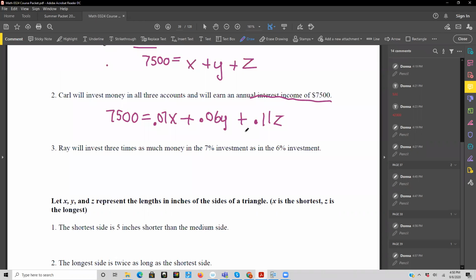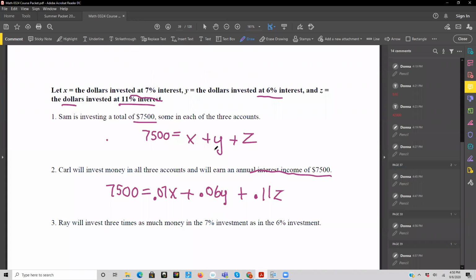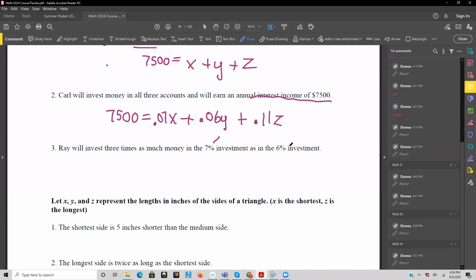All right, Ray will invest 3 times as much money into 7%. So 7% is what? 7% is X, 6% is Y. So this is X and this is Y, just so I remember the difference. Okay. So we have investing. It's just the money, it has nothing to do with the interest rates. All right, I want X to be 3 times as much as Y, so that has to go there. Okay.